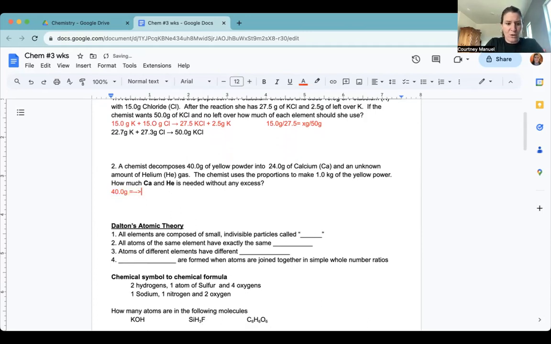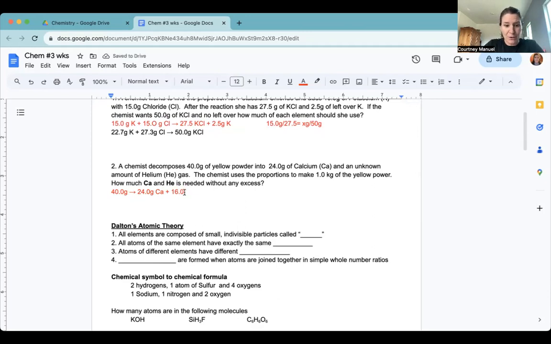We have 40 grams. We're going to break it into, oh guys, seriously. We're going to break it into 24 grams of calcium and some amount of grams of helium. How could we find that? We just subtract. We have 40 and we give away 24. So we are left with 16.